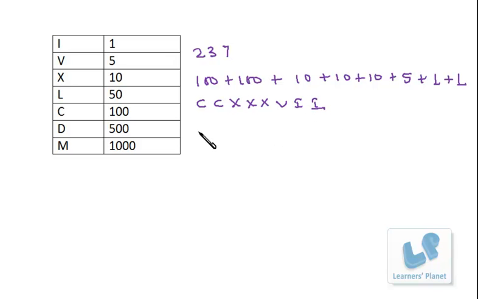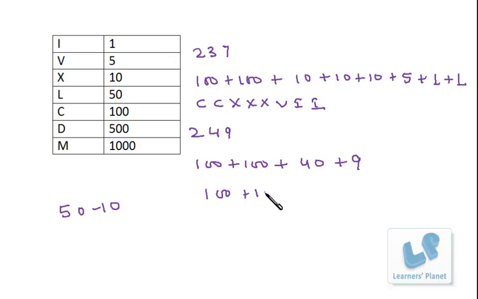5 is V, and then I and I. Okay. Now let's write 249. So it's 100 plus 100. Further, I cannot write X for 4 times. So I need to have an alternative method. So what I will do is I will write 40 plus 9. Okay. Now how do I write 40? That is 50 minus 10. So it's 100 plus 100 plus 50 minus 10.